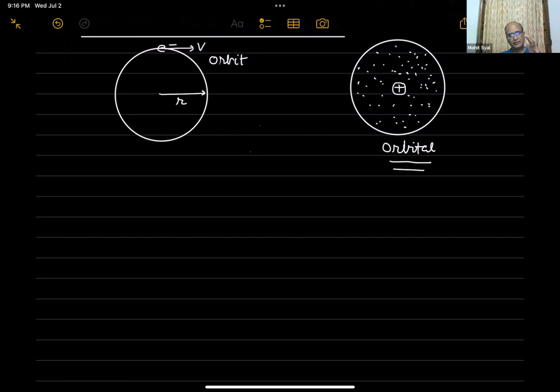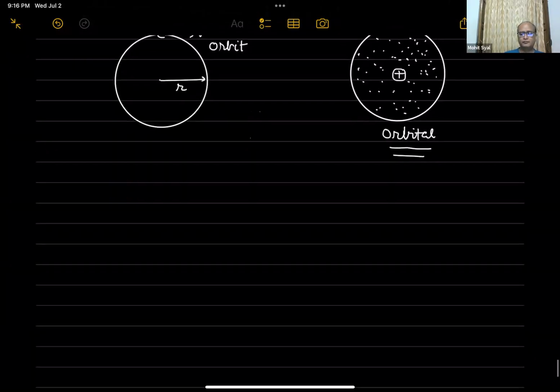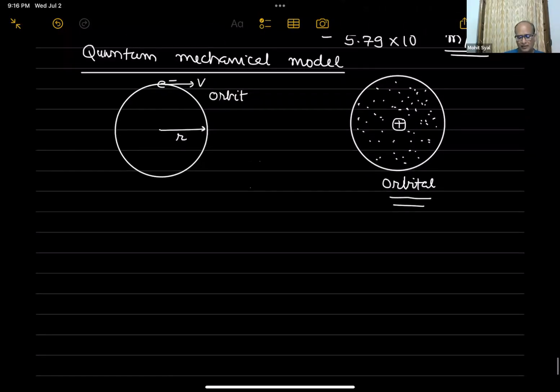Both of these things forced us to think that the electron is a wave. It is not a particle. And the wave is known as orbital. And the orbital can be described by the wave equation. This is known as the Schrodinger wave equation. But don't worry, I'm just writing it. You don't have to worry about it.